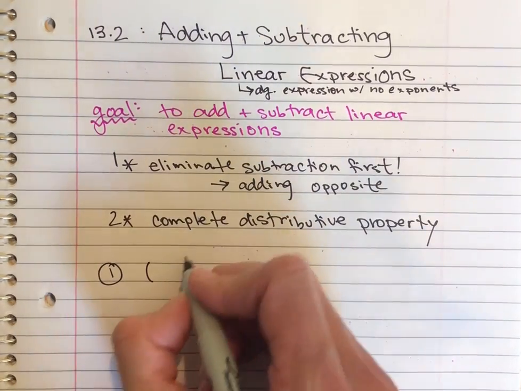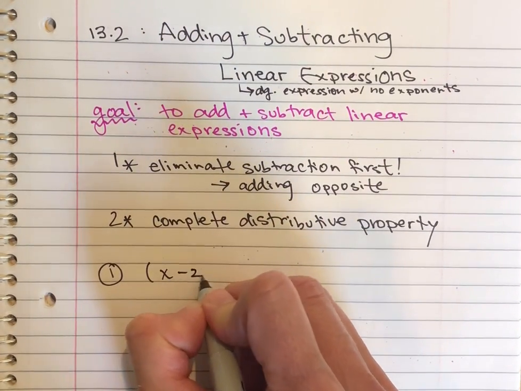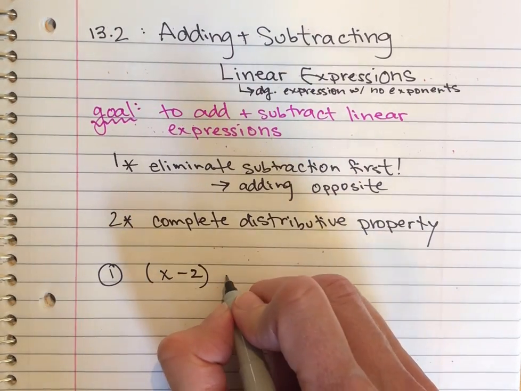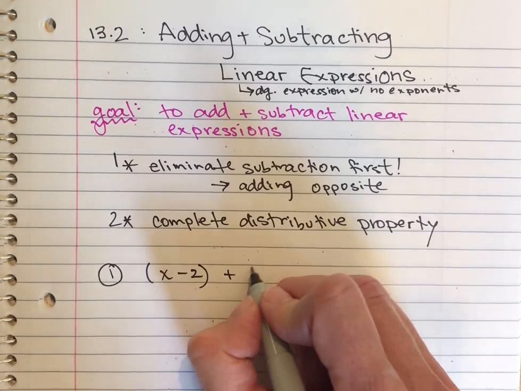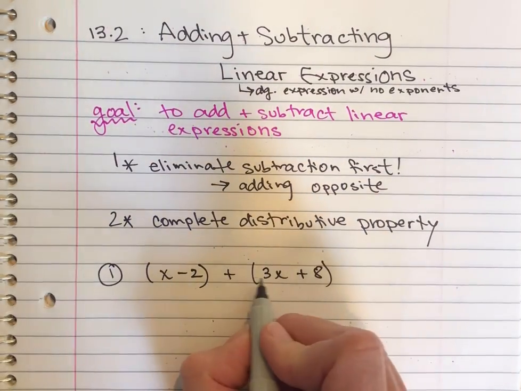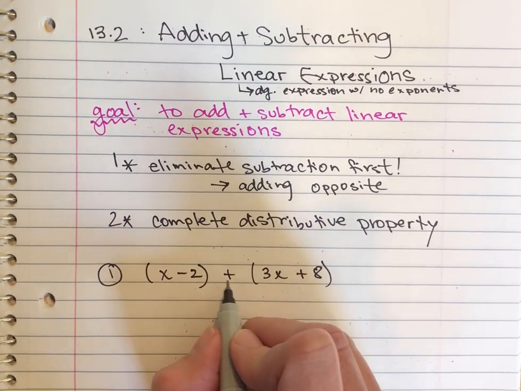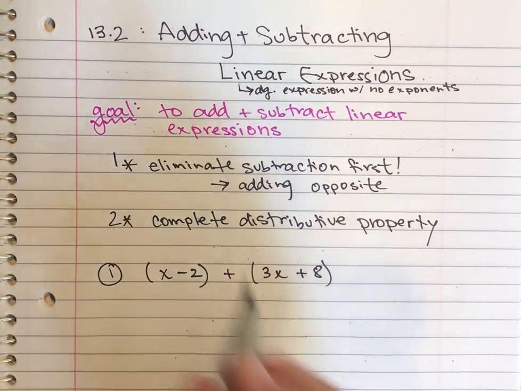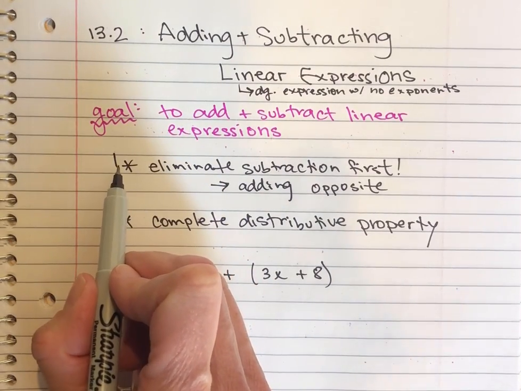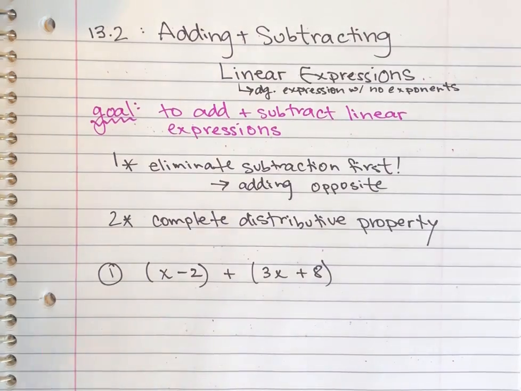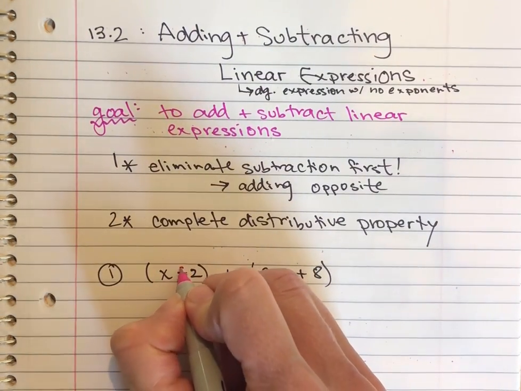So here's a linear expression, x minus 2, and it wants us to add another linear expression like 3x plus 8. Well, this isn't fancy. This is basically what we did in 13.1. They just slapped some parentheses on there. Okay, so let's look at what the number 1 thing we have to do is first, and that's eliminate any subtraction. So you may want to start by circling your subtraction symbol here.